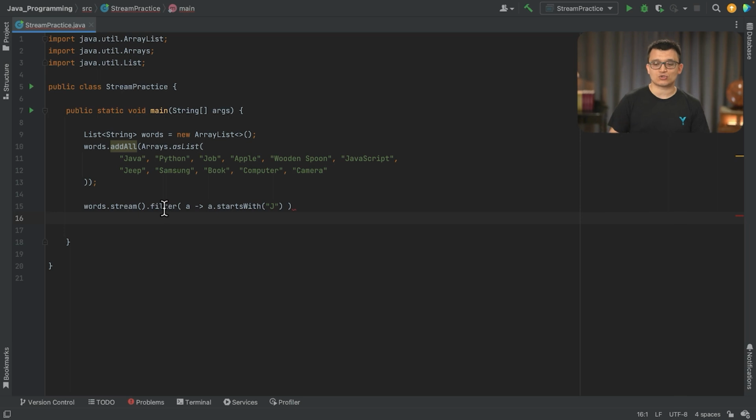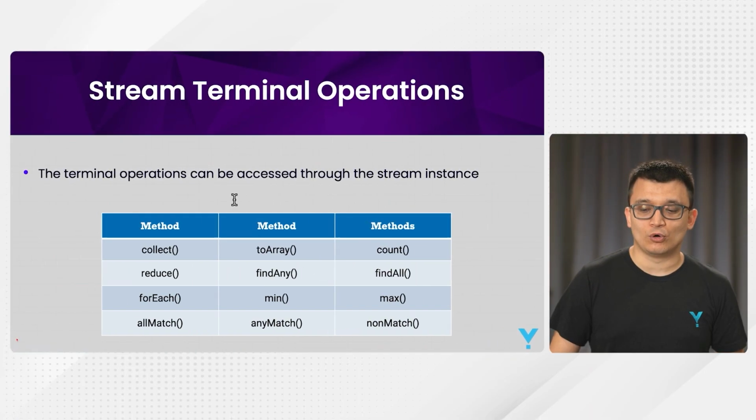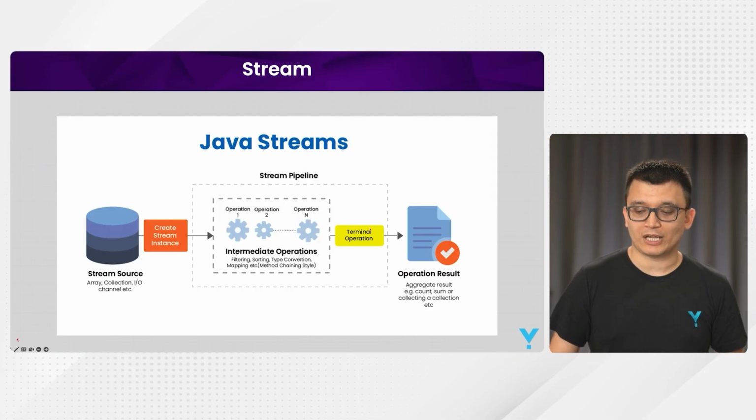And in this new stream, we do have all the elements that start with J. Next, if you want to get the operation result, right now we are still in the pipeline. In order to get the operation result, we have to use the terminal operation. The terminal operation is going to give us the operation result at the end.